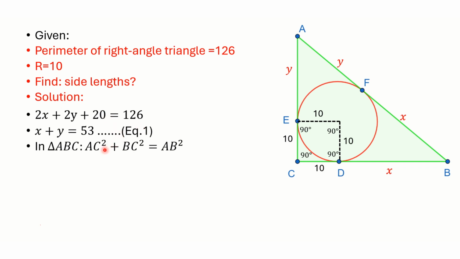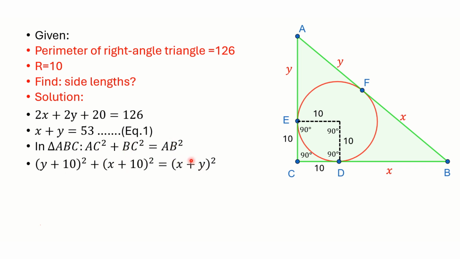So from the Pythagoras theorem in triangle ABC, I can say that AC square plus BC square equals AB square, that is hypotenuse square. Now what is AC? AC is y plus 10. What is BC? x plus 10. And what is AB? This is x plus y. So let us plug in all these values. So this is (y plus 10) whole square, this is (x plus 10) whole square and this is (x plus y) whole square.